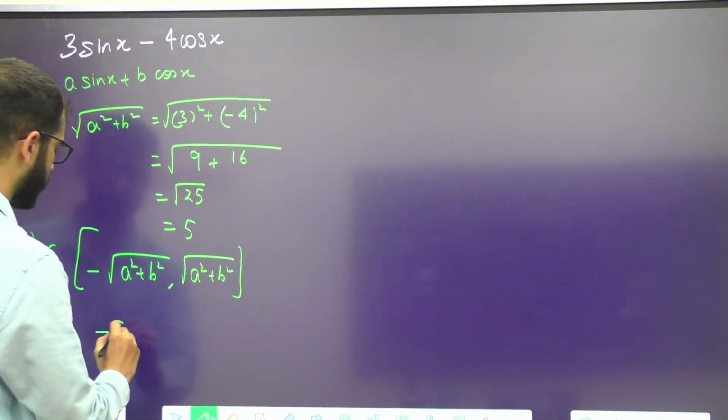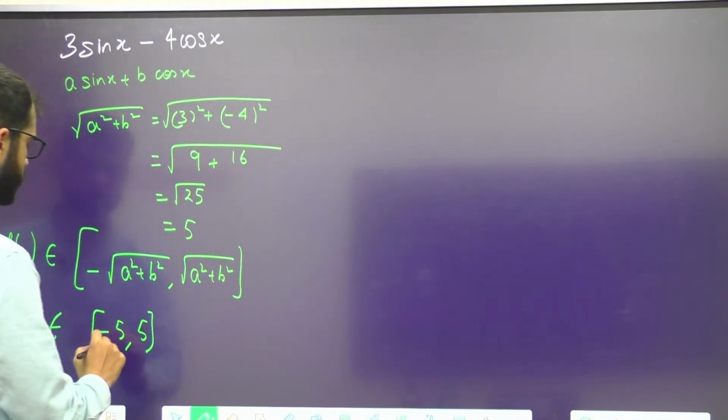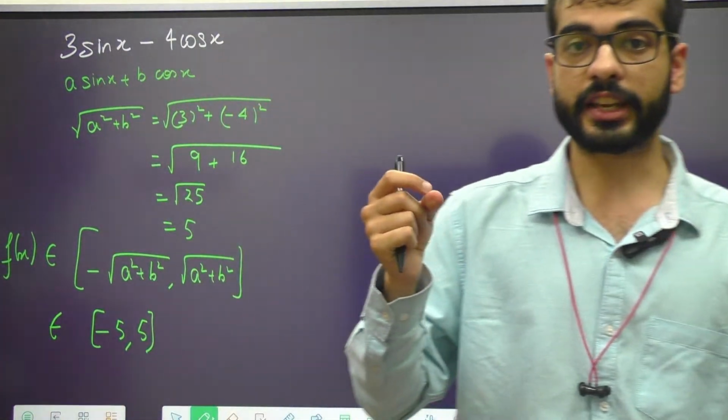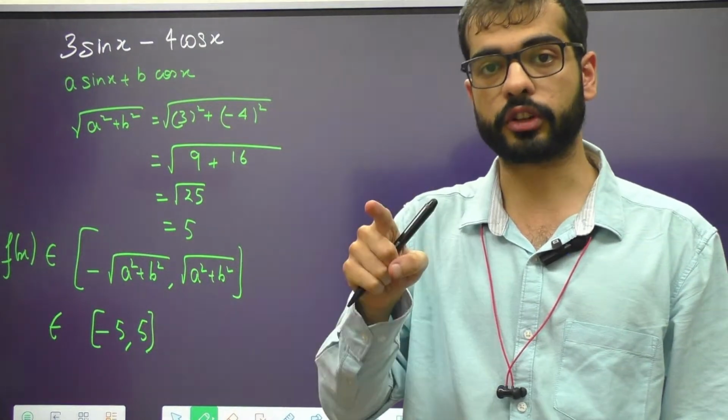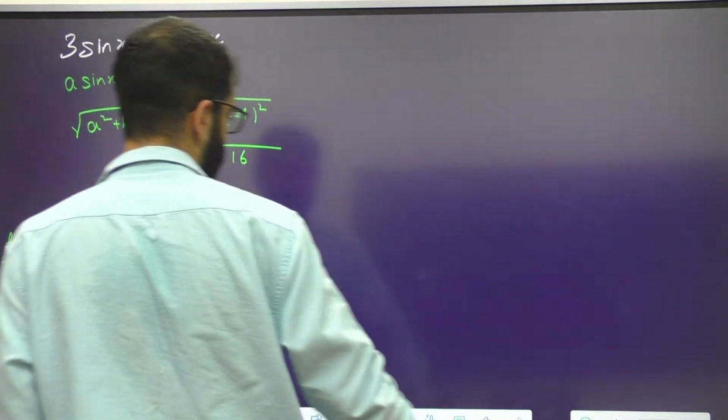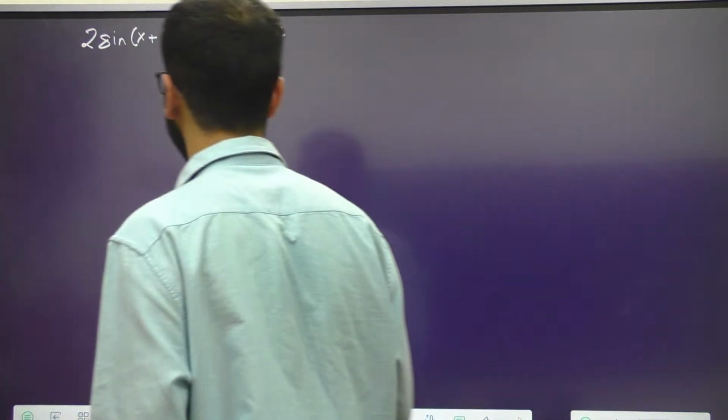So the answer will go from -5 to 5, closed interval. Why am I having closed intervals? Because the value of sine ranges from -1 to 1, and both -1 and 1 are included in the range of the function sine. Now let's solve the next question based on the same type.